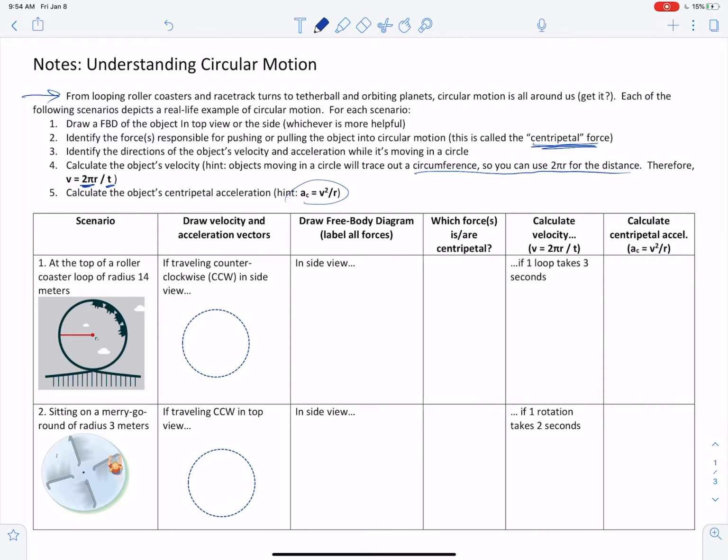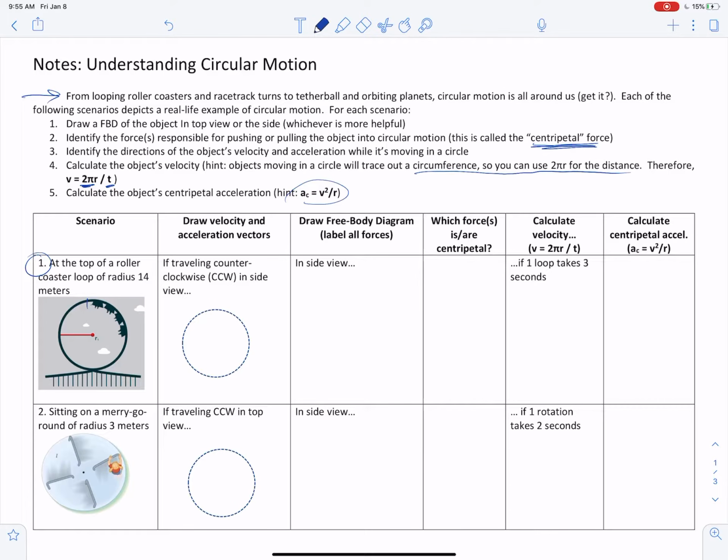Okay, let's take a look at this first example here. At the top of a roller coaster loop of radius 14 meters. So we're gonna focus on this roller coaster car right here that's at the top, and ask ourselves, what is true of the forces and the motion of that rider who's like at the front? So we're assuming the rider's going this way around the loop. What's true of that car at the front of that roller coaster train?